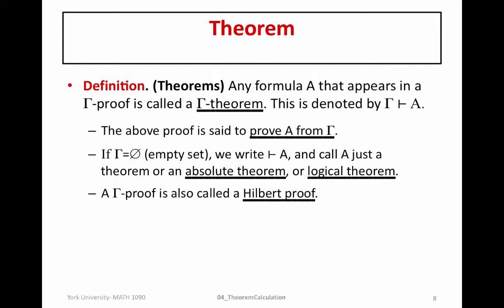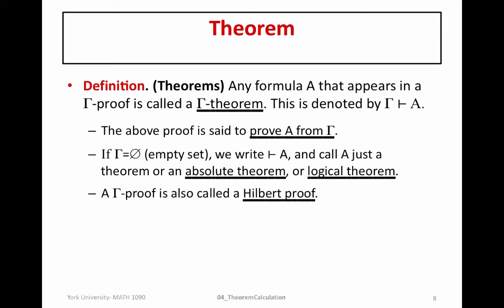Some additional terminology. A gamma proof is also called a Hilbert proof after the famous mathematician David Hilbert, who formalized theorem calculation to ensure that everything that is proved in mathematics is stable, so it comes from something rigorous that has no contradictions or paradoxes.